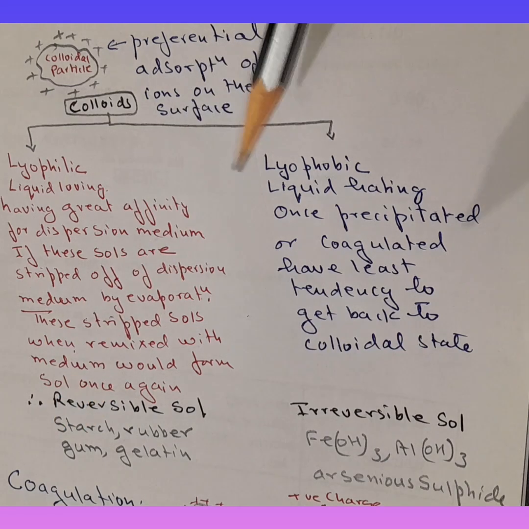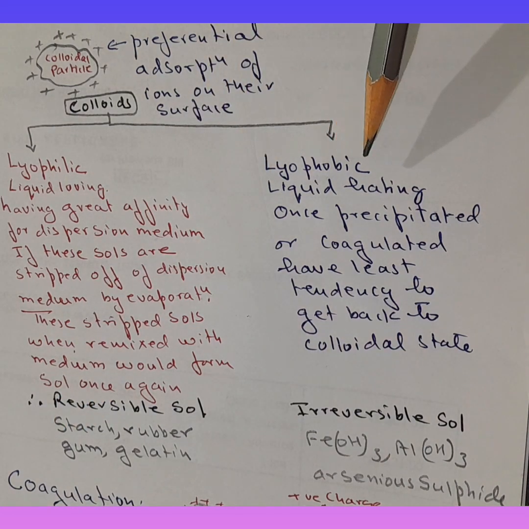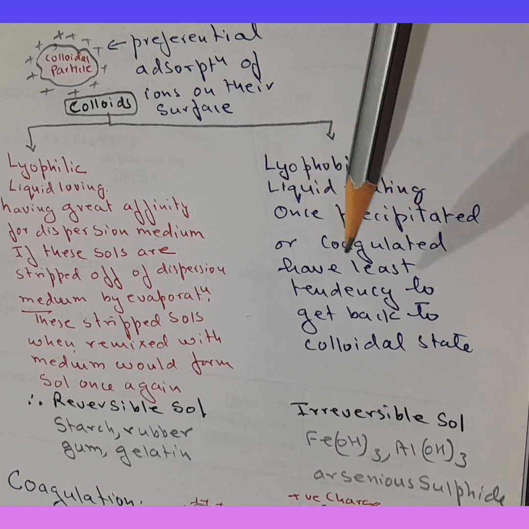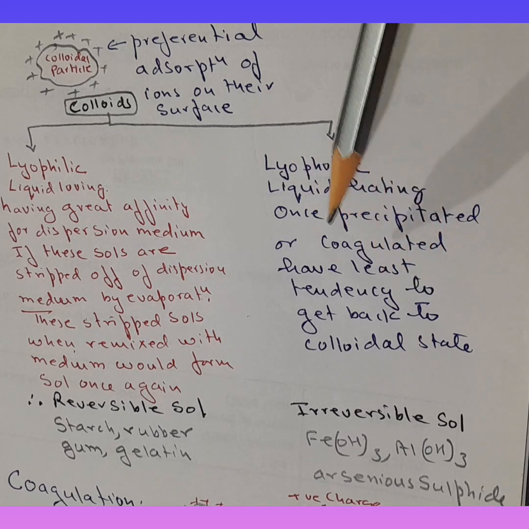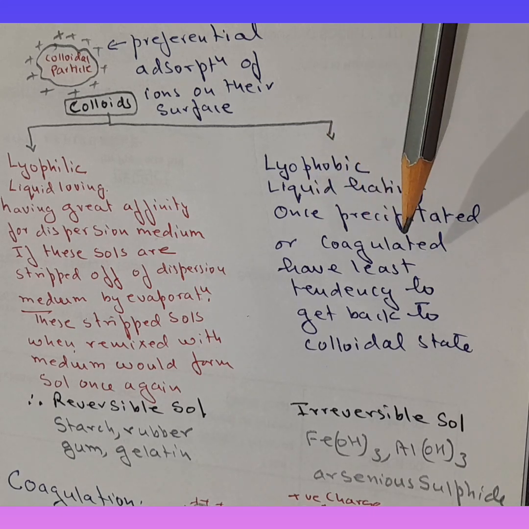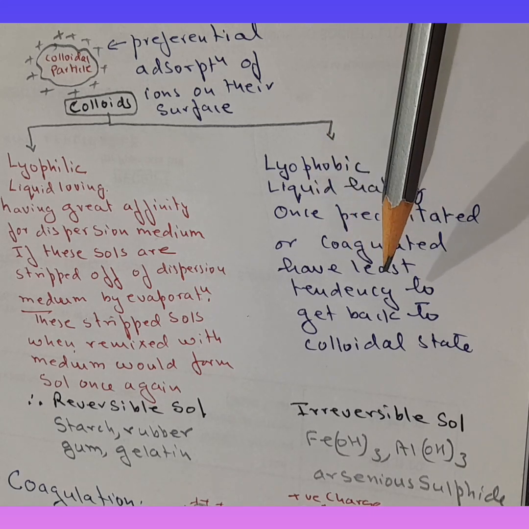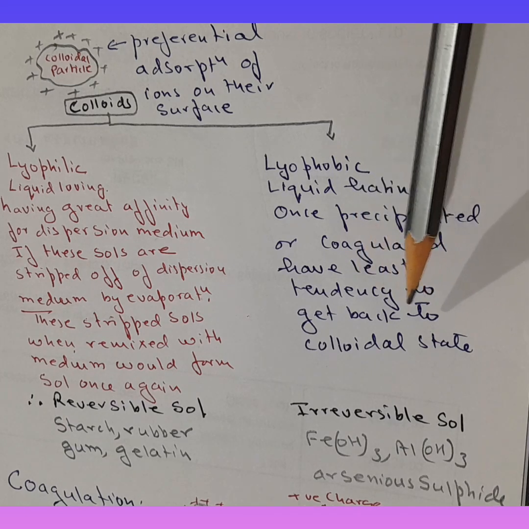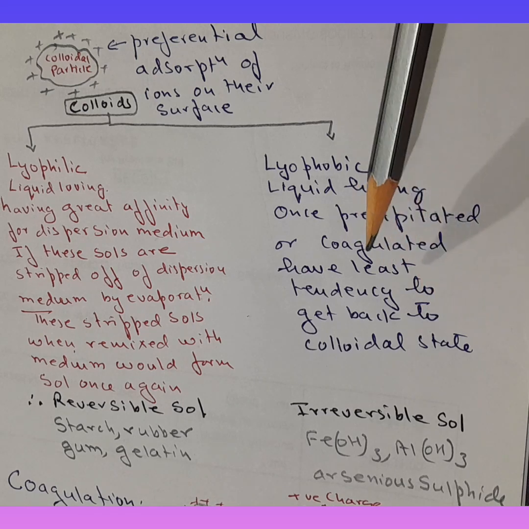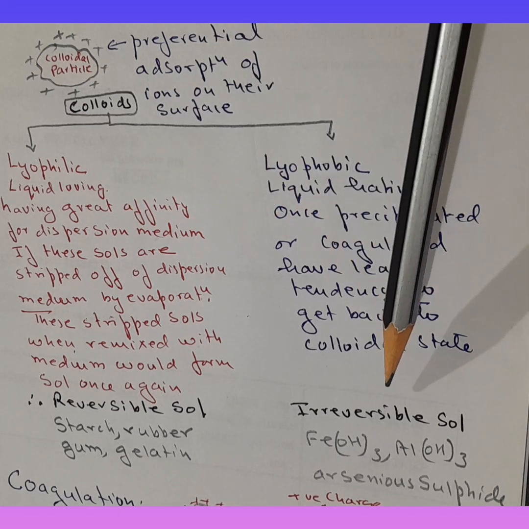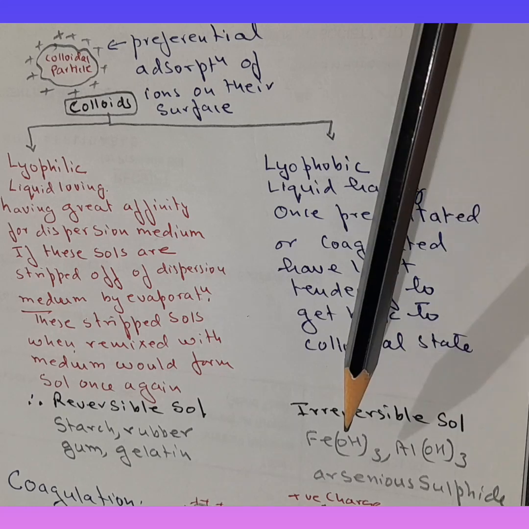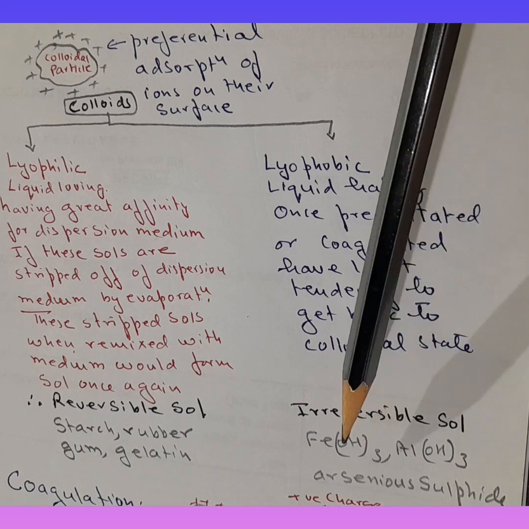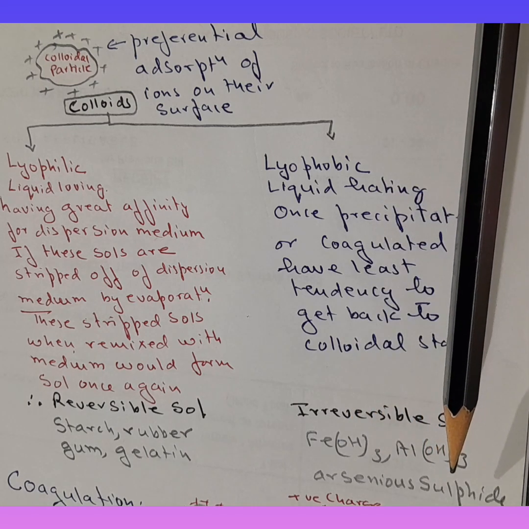We have seen it. Now, let's talk about lyophobic. Once precipitated or coagulated, these lyophobic colloid particles have the least tendency to get back to the colloidal state. So that's the difference between these. These are called irreversible salts. Irreversible salts are Fe(OH)3, Al(OH)3, arsenious sulfide.